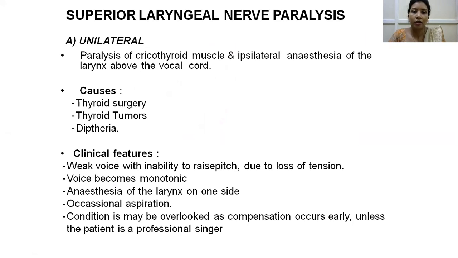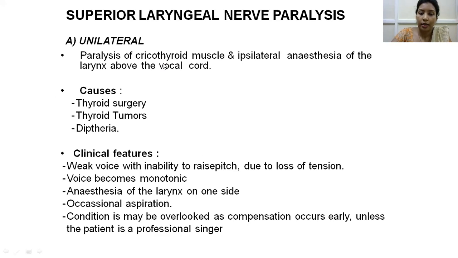Coming to your superior laryngeal nerve paralysis, it could be again unilateral or bilateral. When it is unilateral, there is paralysis of the cricothyroid muscle of that side only and ipsilateral anesthesia of larynx above the vocal cord. Same-sided anesthesia of the larynx above the vocal cord. Cricothyroid muscle is supplied by your external branch and your sensory supply is by your internal branch. So both of these on one side are lost. What are the causes? More commonly seen in thyroid surgeries, in thyroid tumors of one side or one lobe of the thyroid, and cases of diphtheria.